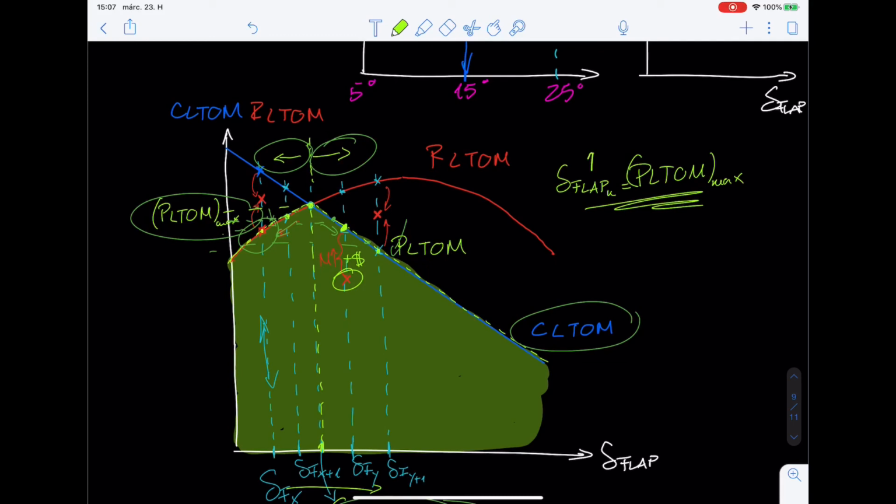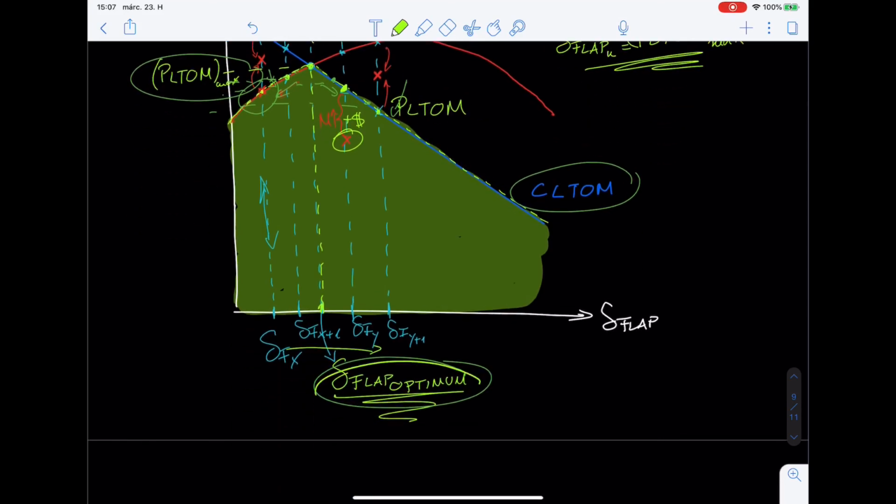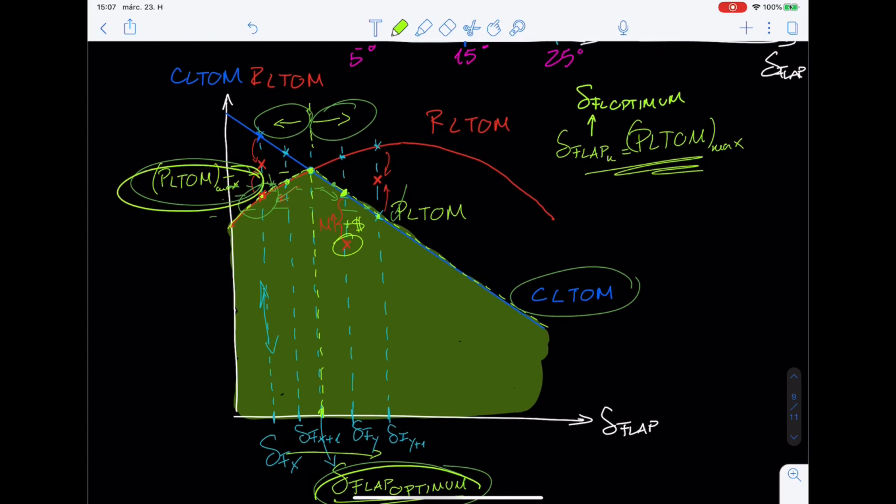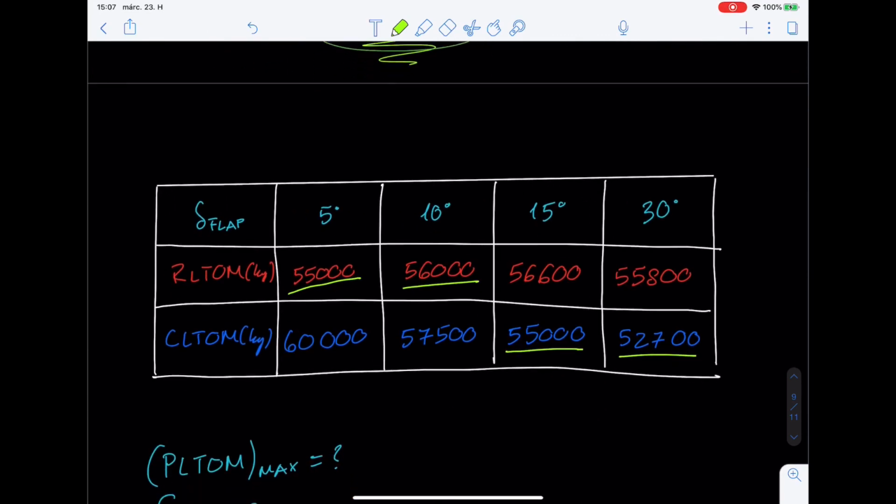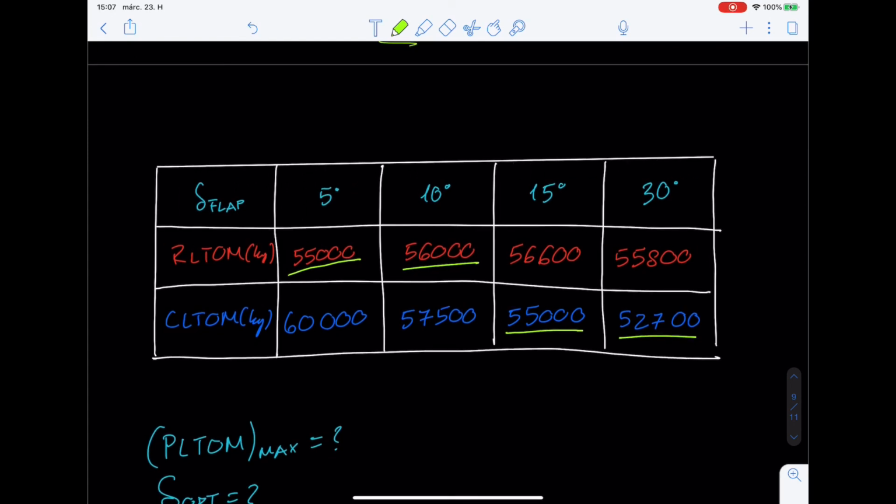Okay, so what we said by definition, the optimum flap setting, delta flap optimum, is what gives us the maximum performance limited takeoff mass. So we need to find the maximum value that this performance limited takeoff mass reaches. We have the 4 values for each flap setting: 5 degrees for 55 tons, 10 degrees for 56 tons, 15 degrees for 55, and 30 degrees for 52.7. It's very convenient to see that the winner is 56 tons, the highest of these performance limited takeoff masses, and it occurs at 10 degrees of flaps.